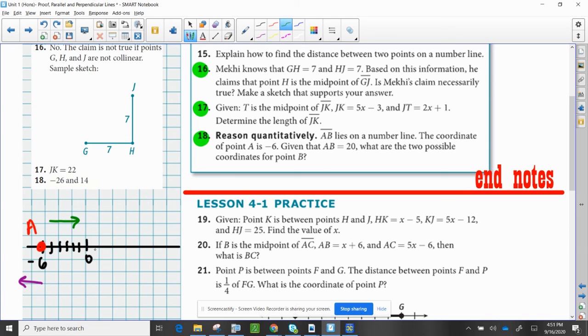So we're at -6 here, so that'd be 7, 8, 9, 10, 11, 12, 13, 14, 15, 16, 17, 18, 19, 20. So B would have to be here, at 1, 2, 3, 4, 5, 6, 7, 8, 9, 10, 11, 12, 13, 14. So positive 14. Now, to find the other possible way, you would start at A at -6 and count over 20 to the left. So that's how they got -26.